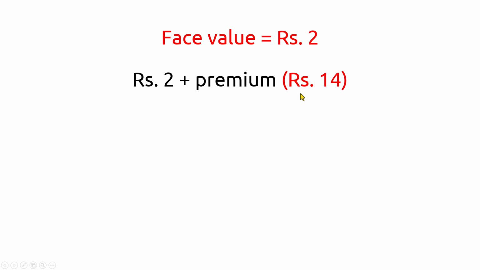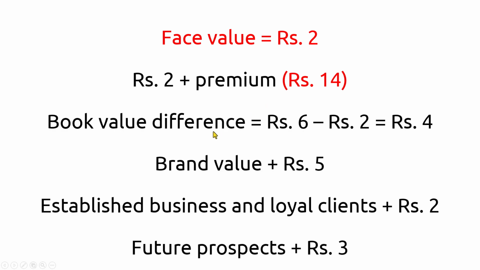This premium depends on many factors. What are the factors? Let us look at them now. First is book value difference. Rupees 6 minus rupees 2, which is rupees 4. What is this 6 rupees? 6 rupees is the price or worth of a single share right now. I told you that the worth of the company is 18,000 rupees plus 2,000 rupees, right? And the worth of each share is 6 rupees, correct?